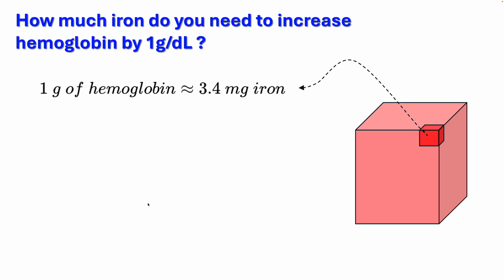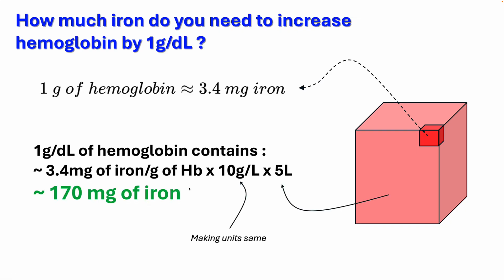Since 1 gram of hemoglobin has 3.4 milligrams of elemental iron, 1 gram per dL of hemoglobin will contain about 170 milligrams of iron. We simply multiply the iron present in 1 gram per dL by the total vascular volume of blood, which is about 5 liters. Note that I have used 10 grams per liter to make the units the same. We'll round this 170 to 150 for easy memorization. Therefore, you need around 150 milligrams of elemental iron absorption to increase hemoglobin by 1 gram per dL.